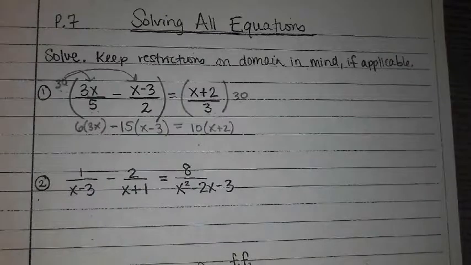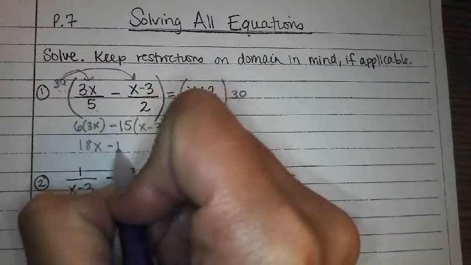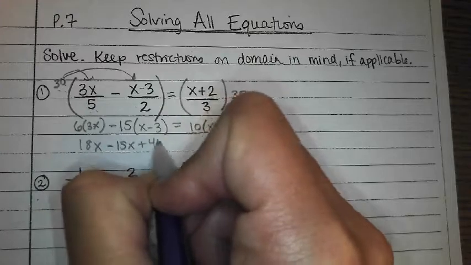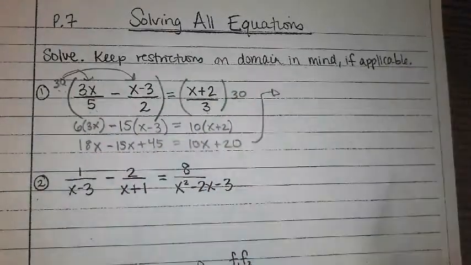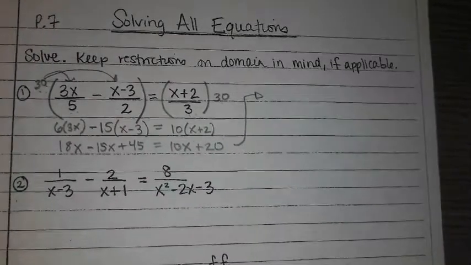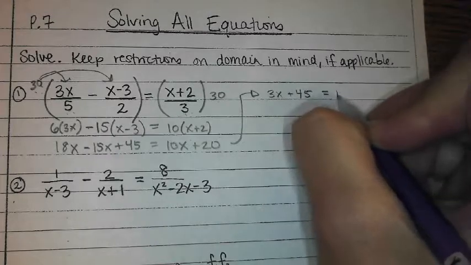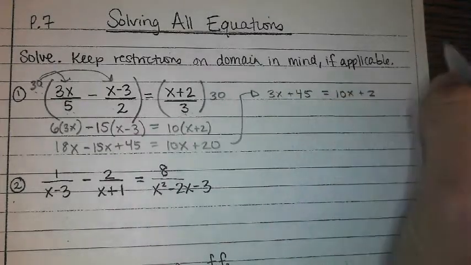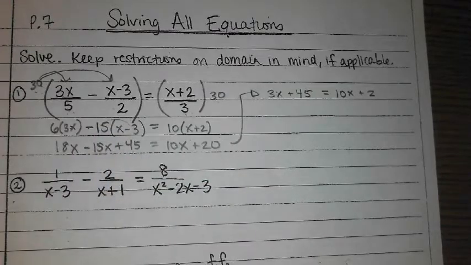And now it's just a much more straightforward linear equation as opposed to the rational equation. Okay? So then we would have 18x minus 15x plus 45 equals 10x plus 20. Out of room. I'm going to combine. Connor, do you have a question? Did I screw something up? Because negative 15 times negative 3 is a positive 45.